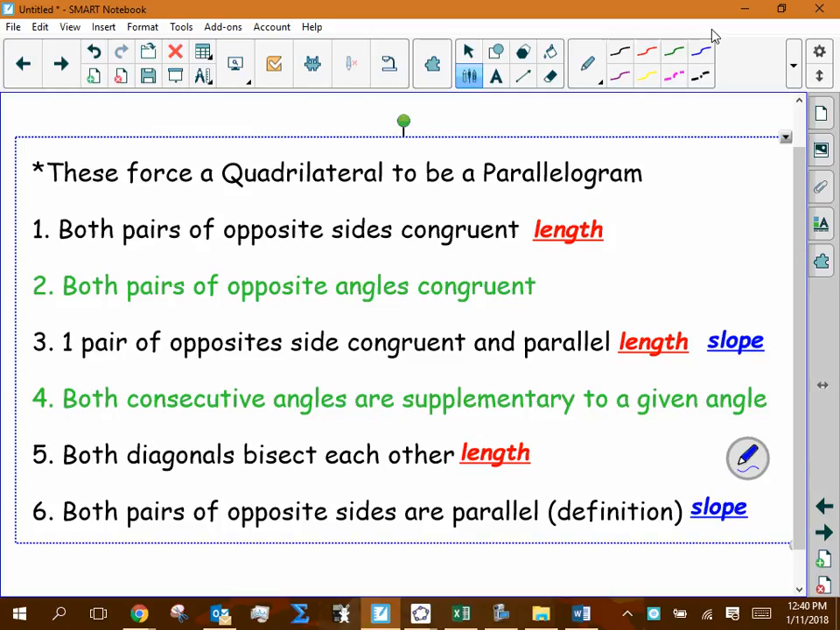You don't have to show 2 of them. You don't have to show 3 of them. Once you can see that you have numerical data to prove one of those statements, then all 6 of those statements would be true. Does that make sense? Okay? So it's really nice.